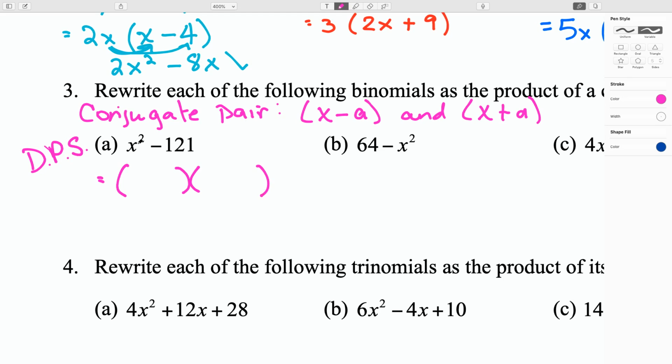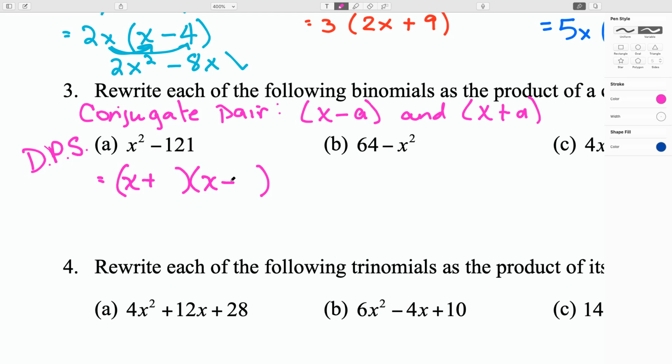So, since my first term is x squared, I know that x will be the first term in both my binomials. Because if we were doing this in reverse, we would use the distributive property, and our first step would be x times x. Next, I have a negative. How can I multiply two numbers and get a negative answer? It means one of them has to be positive and the other has to be negative. So I'm going to fill in a plus and a minus as my next step.